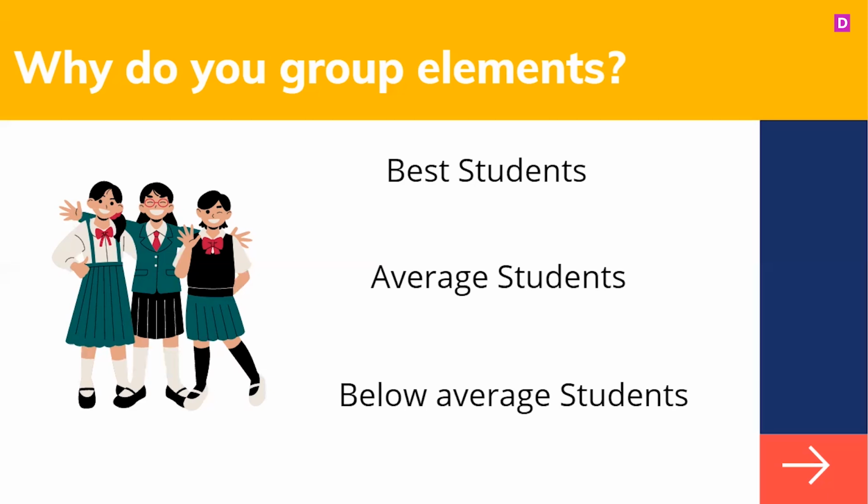This kind of scenario could happen even in your visualization. I'll show you an example in the demo so you can understand it better. If you want to compare a particular region's sales with two other regions, what you need to do is first group these two other regions so that you can perform the comparison. This is the whole idea of why we go for a group.